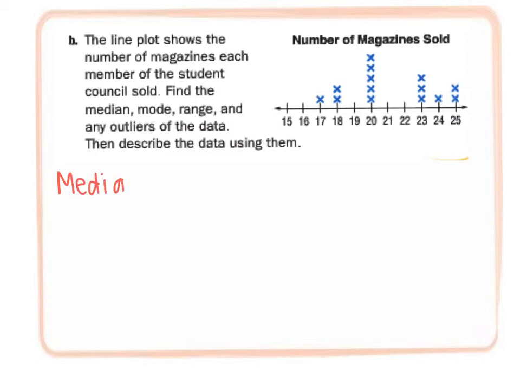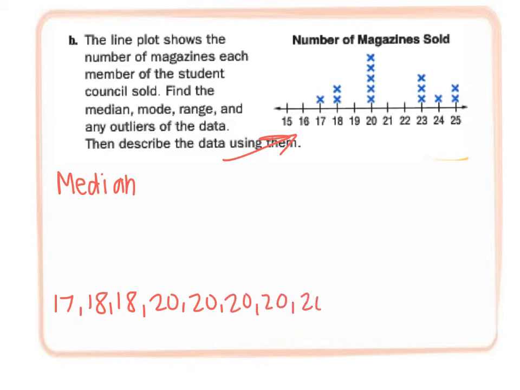So in order to do that, I'm going to write out all of my numbers. So I'm going to use this to write my numbers. I have a 17, 2 18s. I don't have any 19s. How many 20s do I have? I have 5. So I'm going to write all 5 20s down. I have 3 23s, a 24, and 2 25s. Almost running out of room.